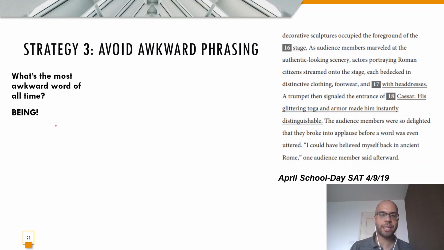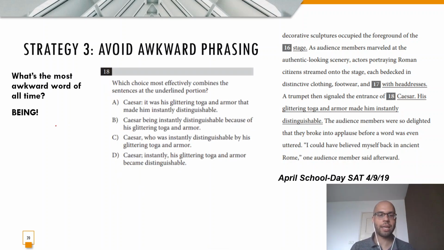and in combining sentences. Let's take a look at an example here. So choice B, I'm immediately getting rid of. Caesar being instantly distinguishable? No. Bye-bye to being. That's another bye-bye. Now let's look at the other options here. A trumpet then signaled the entrance of Caesar. His glittering toga and armor made him instantly distinguishable.